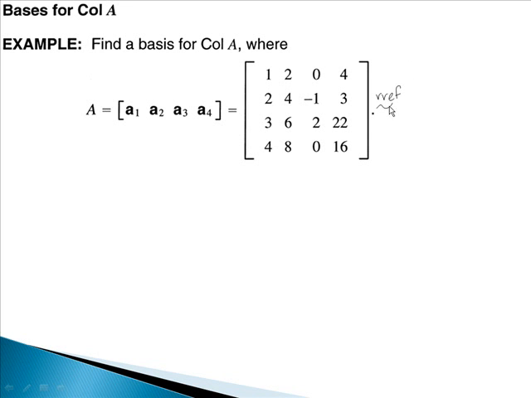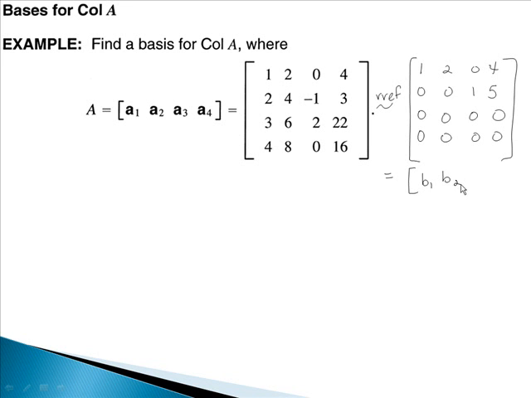So the first thing we're going to do is row reduce our matrix, and we'll get this matrix here. And we're going to call this matrix B1, B2, B3, and B4. So each of the columns here are now going to be column vectors defined with B's.